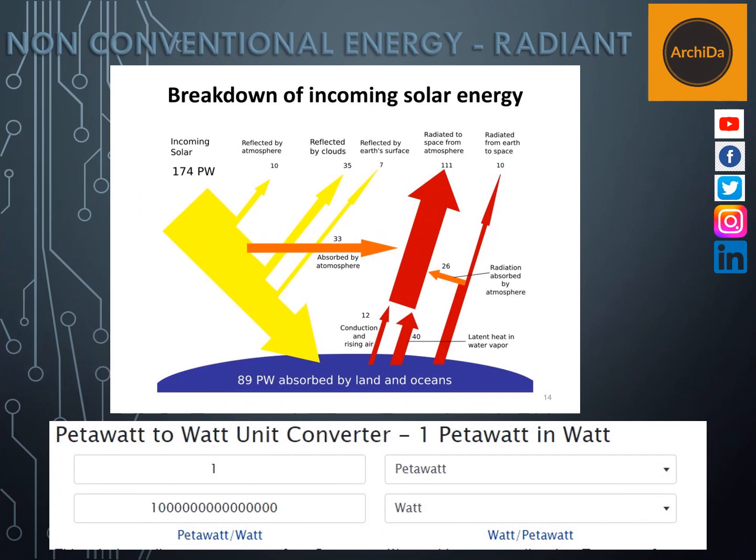So in terms of electricity, how much solar radiation are we absorbing? In the picture above, it shows we are now absorbing 174 petawatts of incoming solar radiation. The picture down below shows that 1 petawatt amounts to the number of watts down below.